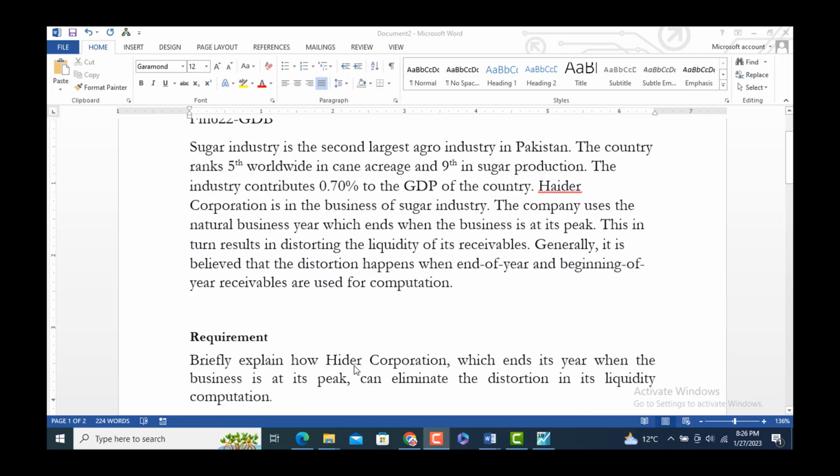Requirement: briefly explain how Heather Corporation, which ends its year when the business is at its peak, can eliminate the distortion in its liquidity computations.